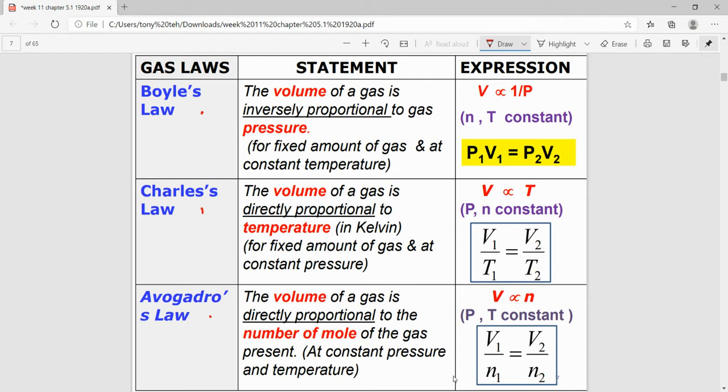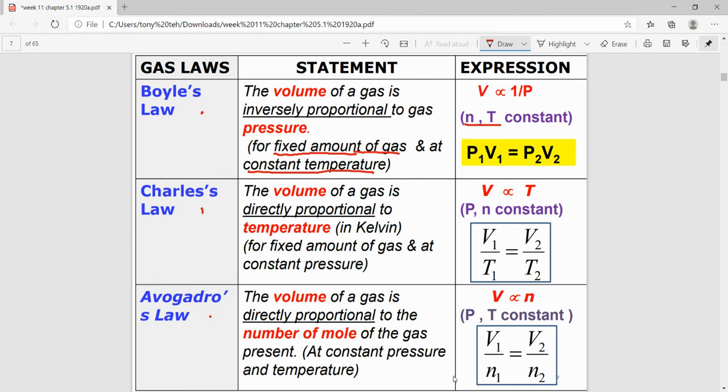For example, let's look at Boyle's law. Boyle's law states that the volume of a gas is inversely proportional to the gas pressure. In the definition, you must write down the fixed amount, that is the number of moles, and the constant temperature. So volume is inversely proportional to gas pressure, where the fixed amount of gas and temperature are constant. The formula used will be P1 V1 = P2 V2.